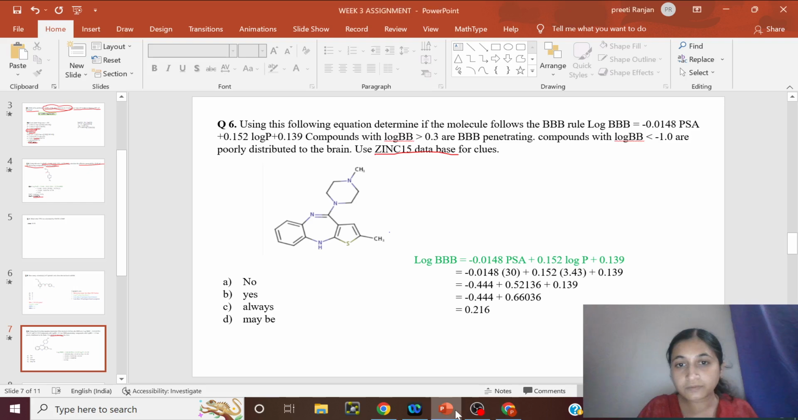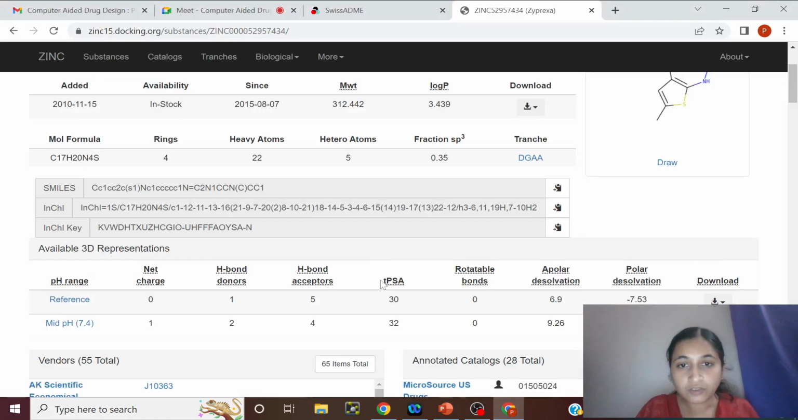What is in the question? Again, they are asking, we have to take from here the PSA and the log P value. So the PSA is here 30. We can take 32 also, no problem. And the log P value is 3.439.